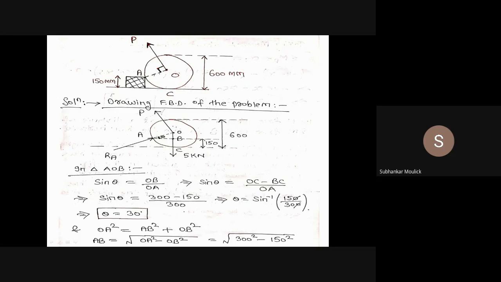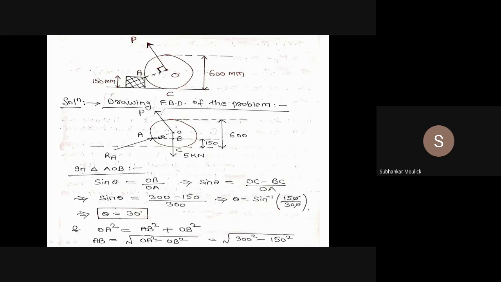Again, OB I can write as OC minus BC divided by OA. So sine theta is equal to OC minus BC over OA. OC is how much? From the FBD, can you tell me the value of OC? Sir, 300. Yes, it is nothing but the radius of the circle. Diameter is 600, so the OC will be 300. So value of OC is 300 minus BC.